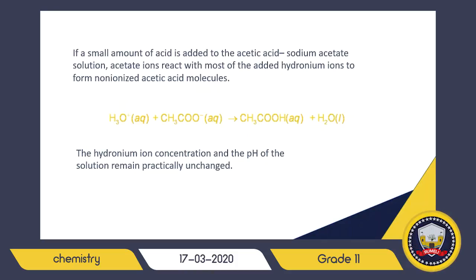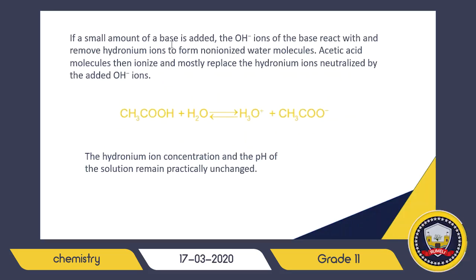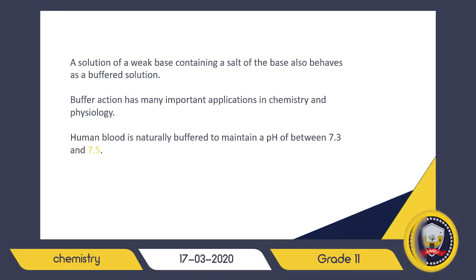The same will happen if a small amount of base is added. So if a small amount of base is added, the hydroxide ion of the base reacts with and removes hydronium ions to form non-ionized water molecules. Acetic acid molecules then ionize and mostly replace the hydronium ions neutralized by the added hydroxide ions. So again, the hydronium ion concentration and the pH of the solution remain practically unchanged.